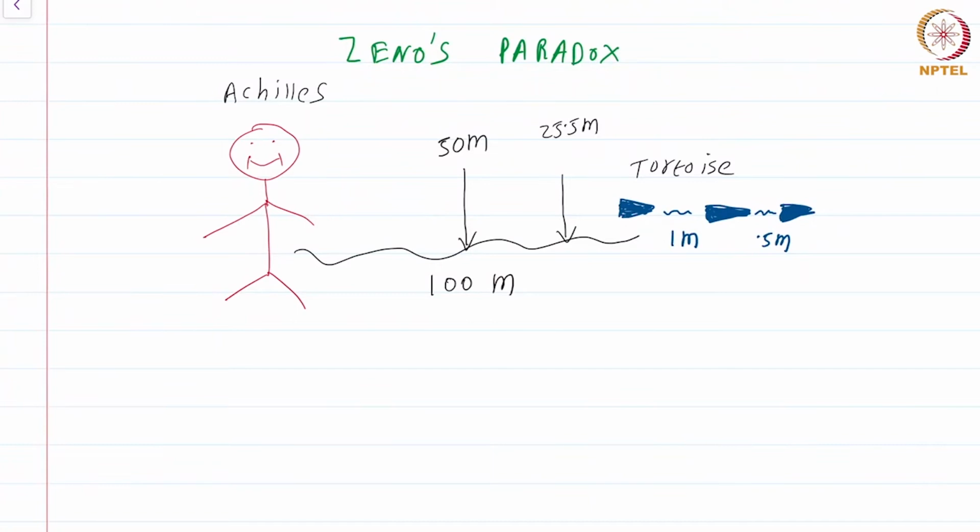A paradox is a statement for which one can give an argument as to why it is true, as well as an argument as to why it is false. In today's module, I will present Zeno's paradox.